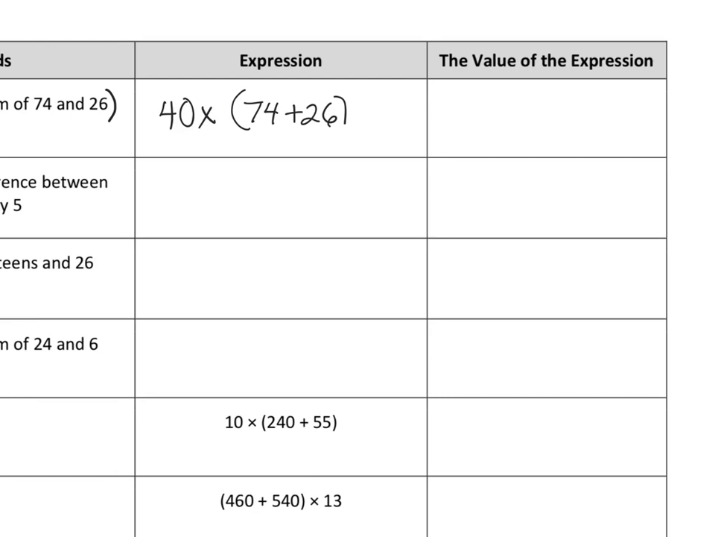74 plus 26 is equal to 100. And we're multiplying by 40. 40 times 100 would be 4,000. And that problem is finished.